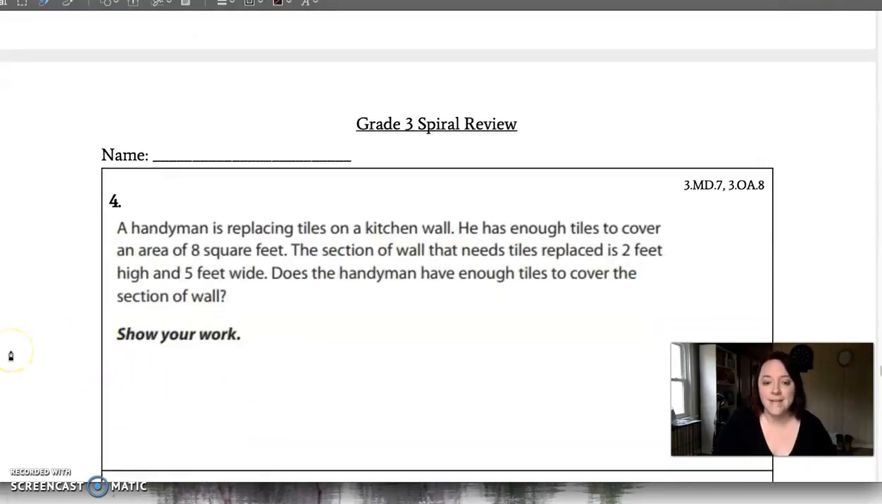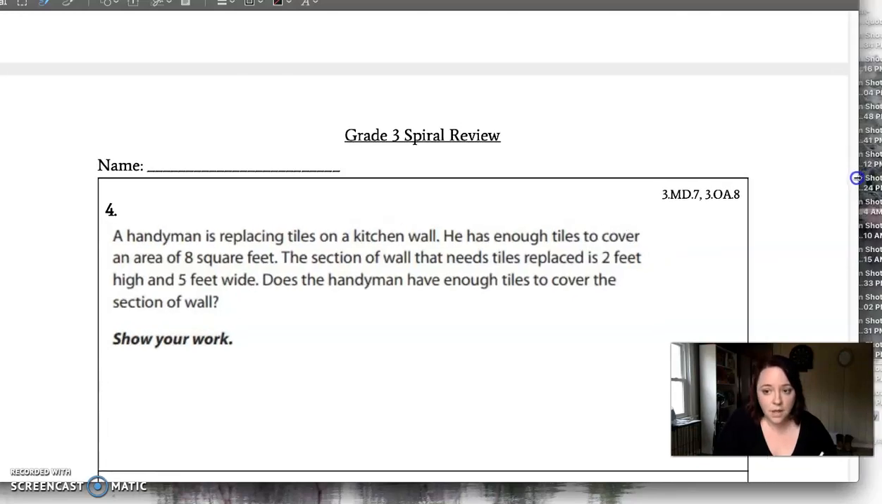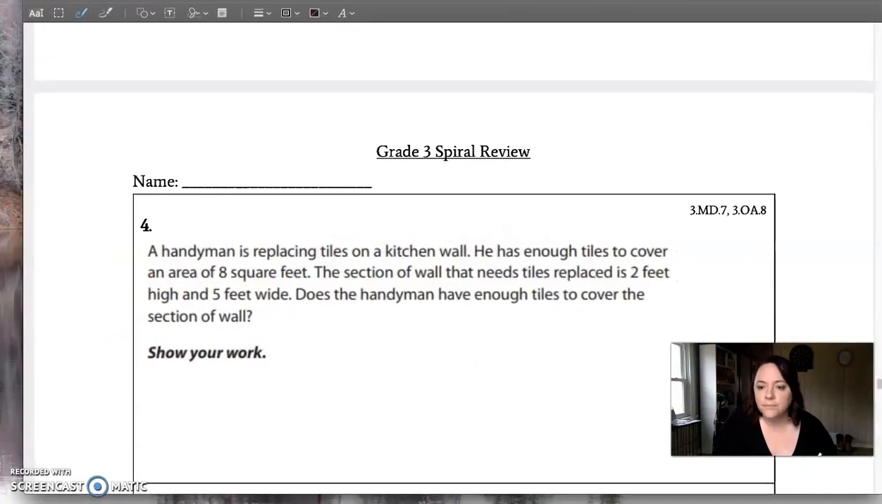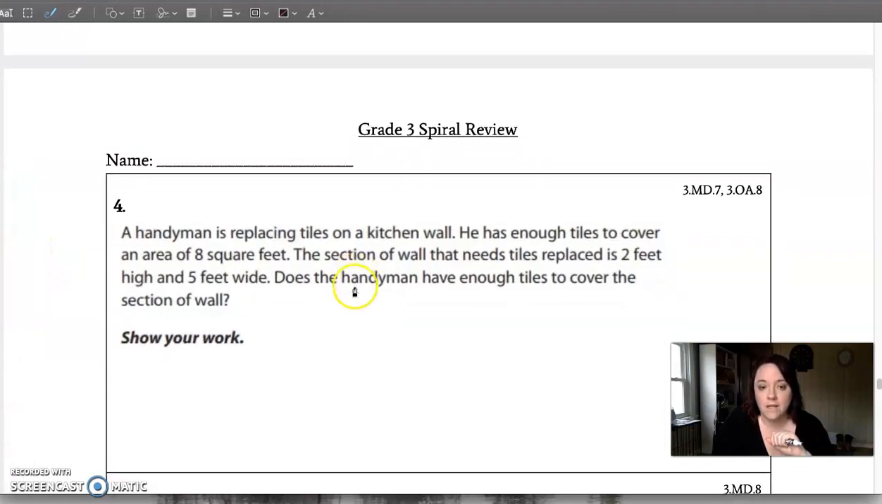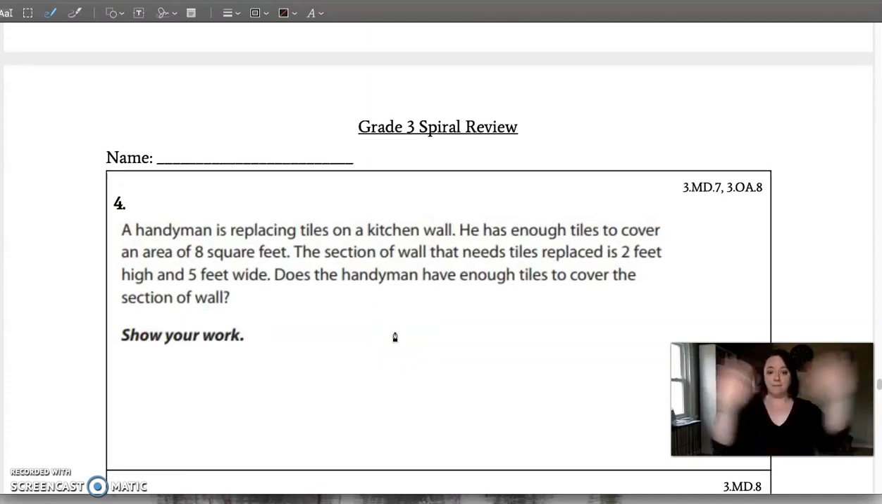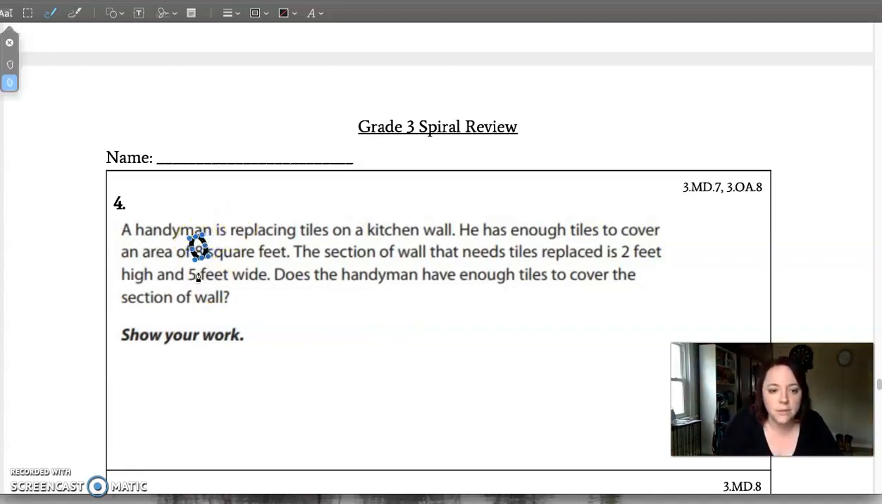Number 4, a handyman is replacing tiles on a kitchen wall. Let's scoot this over a little bit so you guys can see. Okay. Sorry, I'll read that again. A handyman is replacing tiles on a kitchen wall. He has enough tiles to cover an area of 8 square feet. The section of the wall that needs tiles replaced is 2 feet high and 5 feet wide. Okay, before we even do that, CUBES. I'm going to circle my numbers.